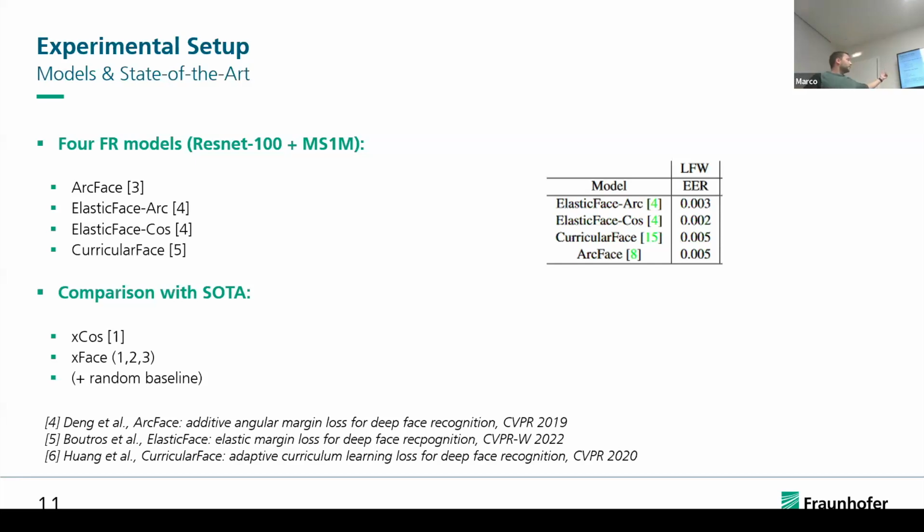For the comparison with the state of the art, we chose xCos and xFace. It's the related work I just showed to you, and we also included a random baseline, which randomly generates explanation maps.